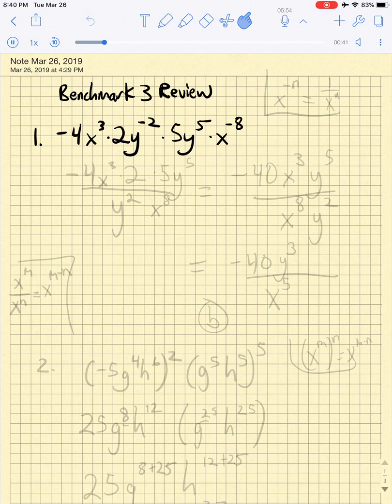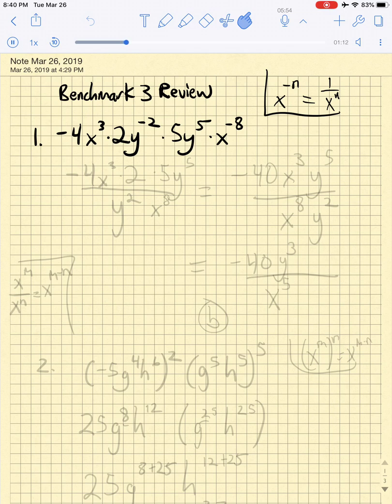We said x to the negative n. This is just the rule. X to the negative n is equal to 1 over x to the positive n. Okay? So x to the negative n is equal to 1 over x to the positive n. We can rewrite it with a positive exponent in the denominator. So let's do this one now.